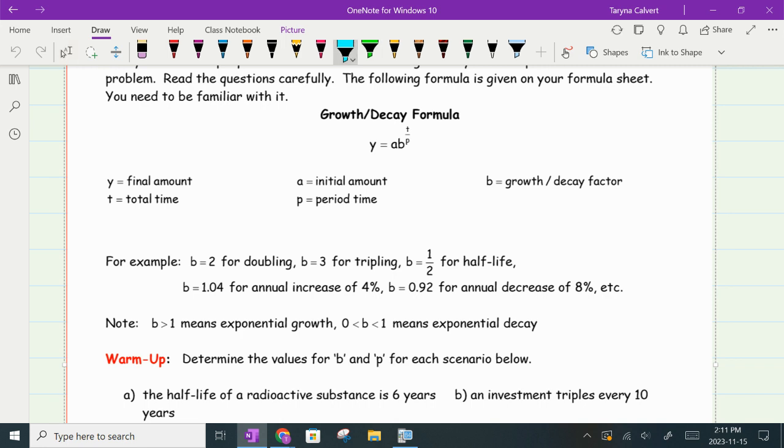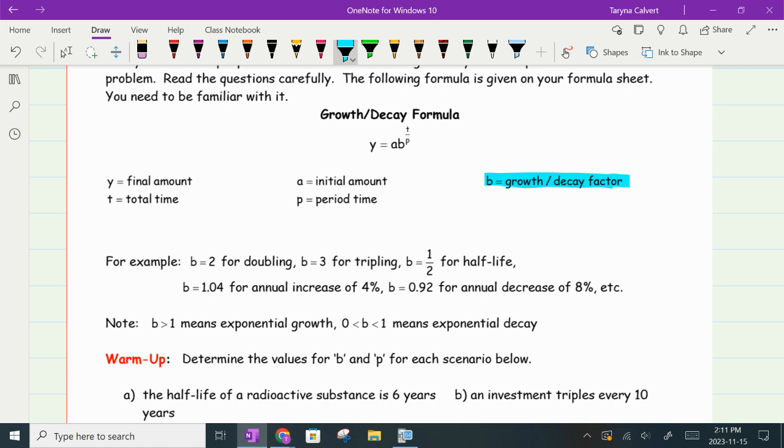B is your growth or decay factor. This is your multiplication piece. If it's going to be doubling, your B value is going to be 2. If it's halving, your B value would be 0.5, or 1 over 2. Now with percentage, because with money it's going to be percent: if your investment is growing at 6% per year, what is your B value going to be? Exactly. Does it make sense that it's going to be 1.06?